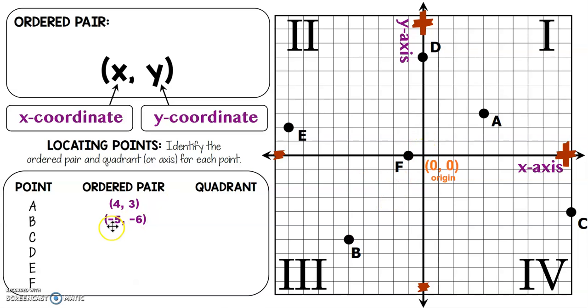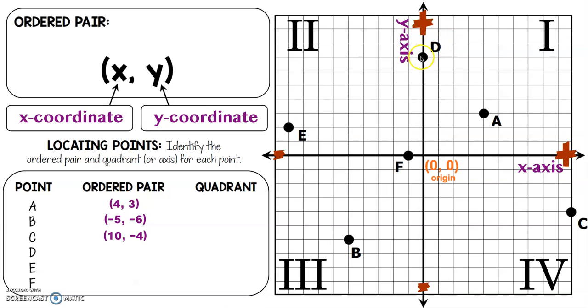For C, I have a positive x-coordinate, so I count from my origin 1, 2, 3, 4, 5, 6, 7, 8, 9, 10. I know my x-coordinate is a positive 10. Now I know my y-coordinate is 1, 2, 3, 4, but it's in the negative direction. So I have positive 10, -4. So positive 10 is my x-coordinate, -4 is my y-coordinate.